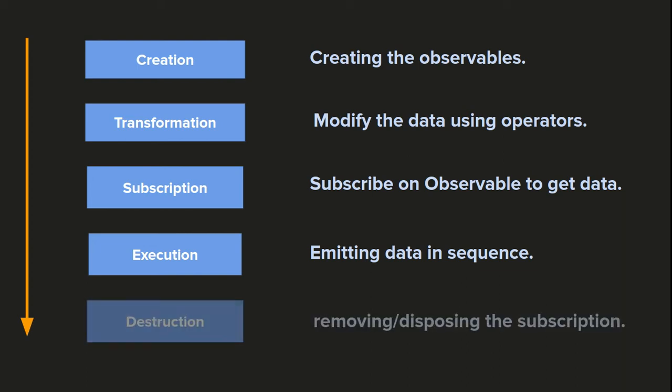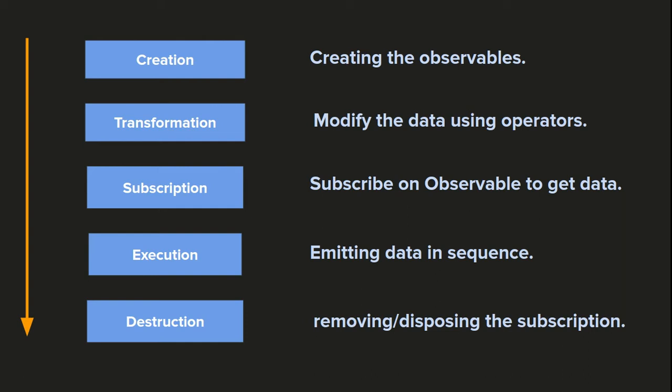Once you are done with your execution, we need to destroy or remove that subscription from the observable. So in the data flow of RxJava, there are 5 stages. The first one is creation, when you create the observable. The second one is transformation, when you modify the observable's data using operators. The third one is subscription, when you subscribe and consume the data. The fourth one is execution, when you actually get those modified and emitted data. And the fifth one is disposal, where you remove and unsubscribe from the observables.